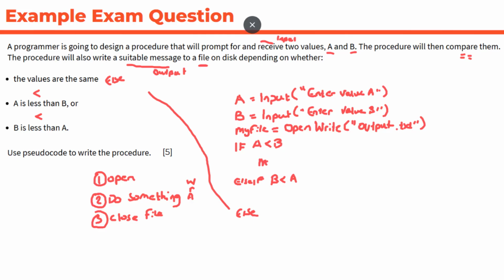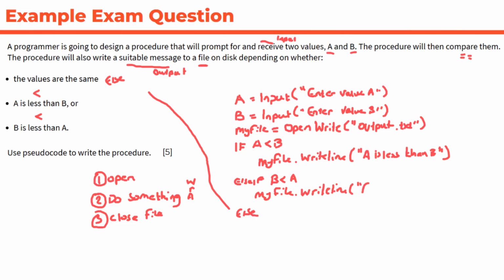Which means now I can say, well, my file dot write line keyword, and then you put your suitable message in here, which is A is less than B. And then down here, same thing, my file dot write line, B is less than A. And then in the else part, same thing again, but this time your message is just going to be that they're the same.